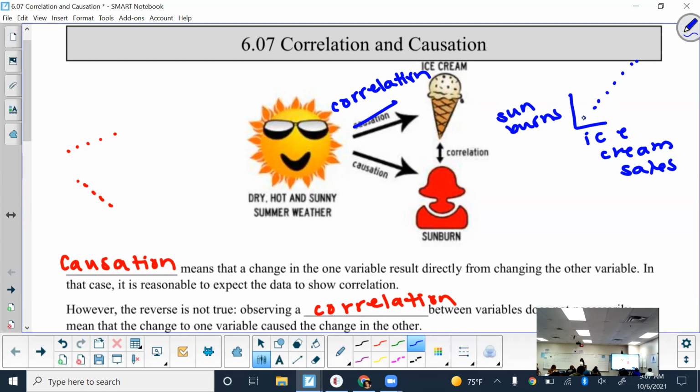But does that mean that ice creams cause sunburns? No. And does that mean that sunburns make you want to have ice cream? No. There might be a strong relationship there, but that doesn't mean it causes it. Questions about that?